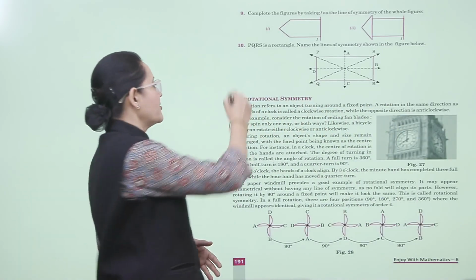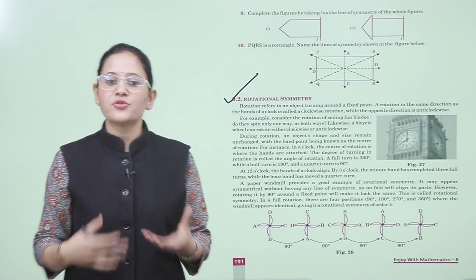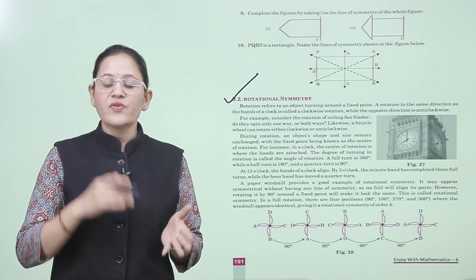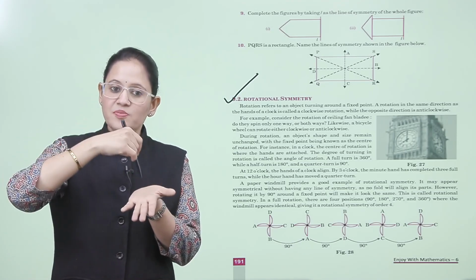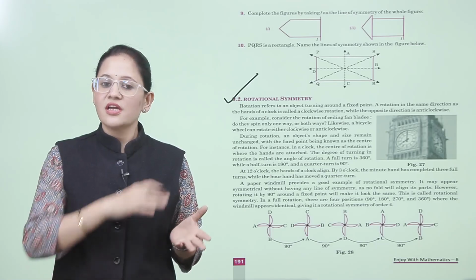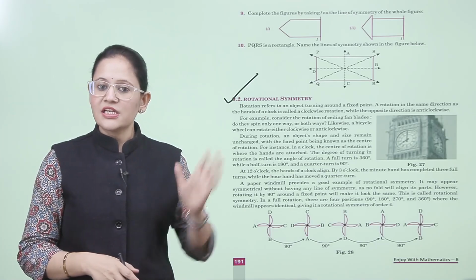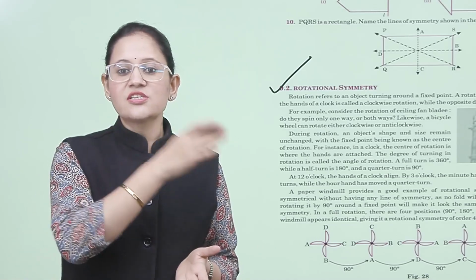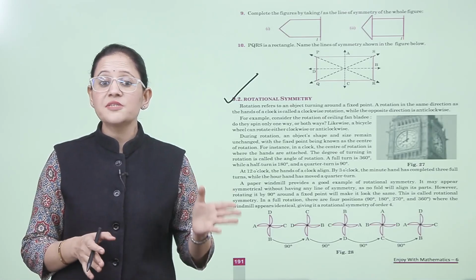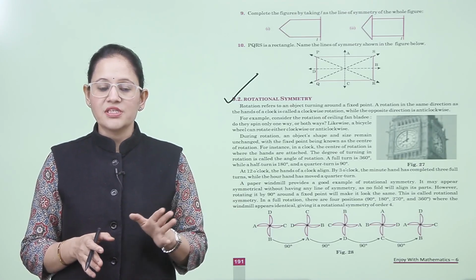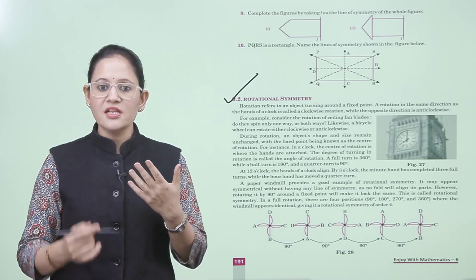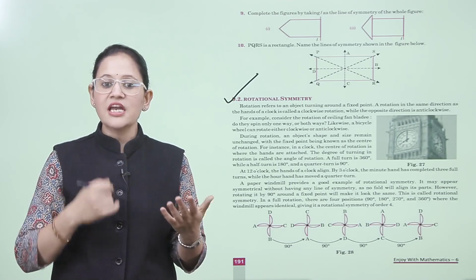Next is rotational symmetry. Now we'll read about rotational symmetry. Rotation refers to an object turning around a fixed point. So whenever an object moves around a fixed point, it's called rotation. If it moves in the direction of the hands of a clock, it is called clockwise rotation, and the opposite direction is called anti-clockwise. For example, consider the rotation of ceiling fan blades. Do they spin in one way or both ways? They always rotate anti-clockwise. Likewise, if you see the wheels of a bicycle, they can rotate both clockwise and anti-clockwise.